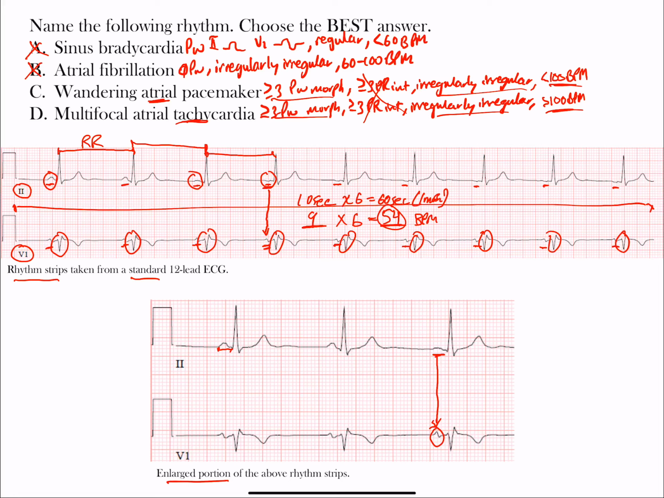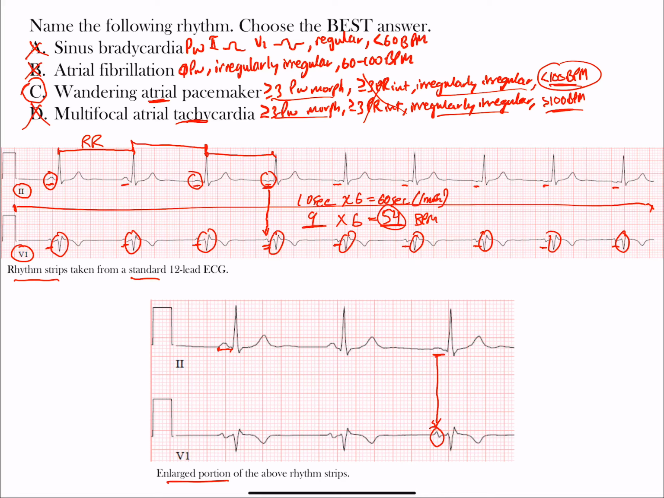The differentiating thing between these is that the rate is less than 100 beats per minute. It's not a tachycardia. Because of that, WAP, or wandering atrial pacemaker, is the correct answer and not multifocal atrial tachycardia. So hopefully that makes sense.